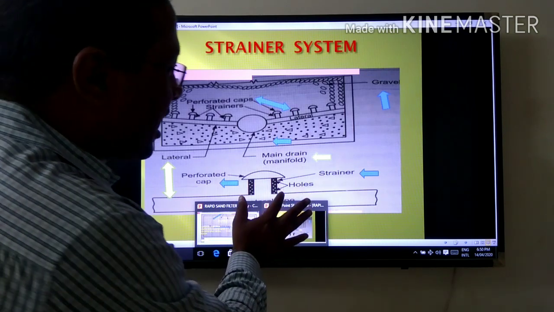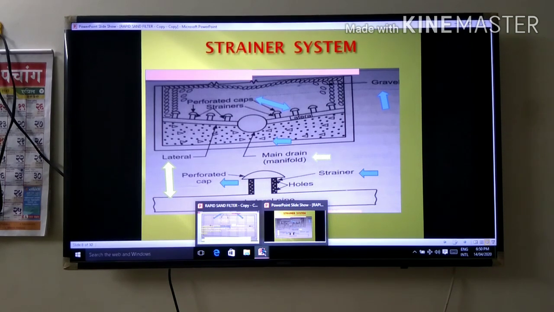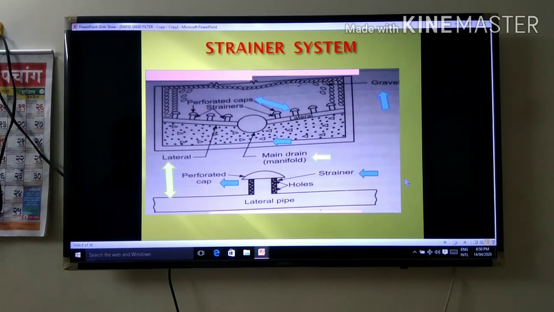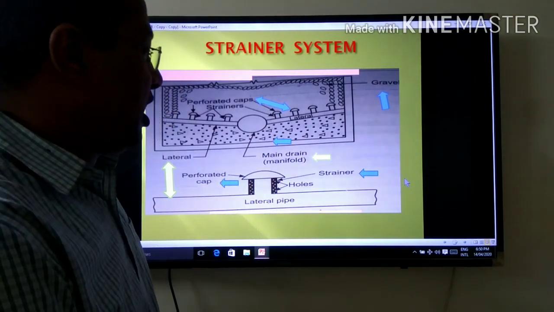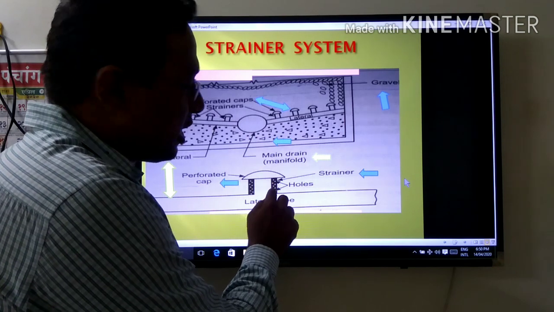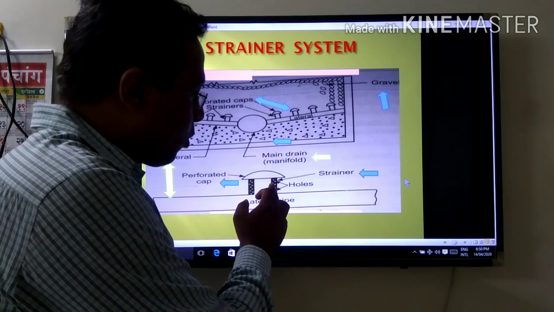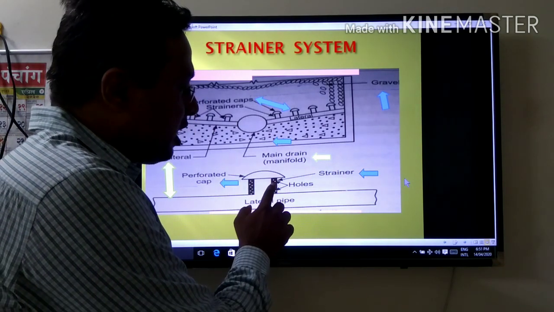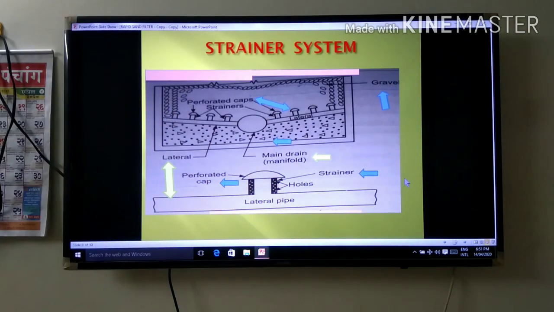Above that, there is a cap, perforated cap. In larger size, the diagram is provided below. These are our strainers. Inside of that strainer, there are holes. These holes are carrying all the water and providing it to the laterals. Above this strainer, there is a perforated cap. Now you understand how all the parts of the system are working.